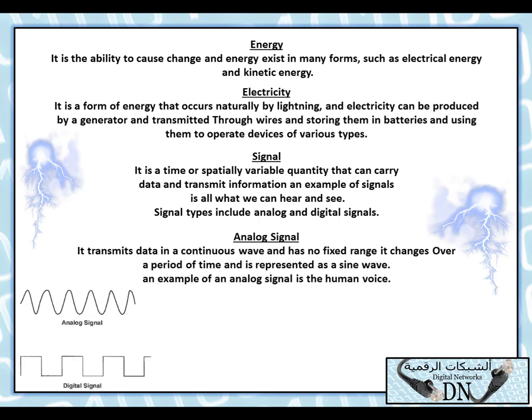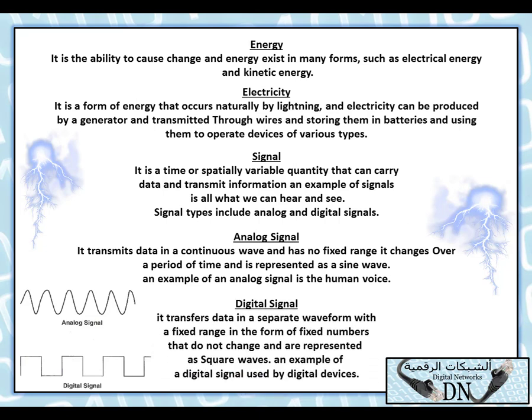Analog signal. It transmits data in a continuous wave and has no fixed range. It changes over a period of time and is represented as a sine wave. An example of an analog signal is the human voice. Digital signal. It transfers data in a separate waveform with a fixed range, in the form of fixed numbers that do not change, and is represented as square waves. An example of a digital signal is that used by digital devices.